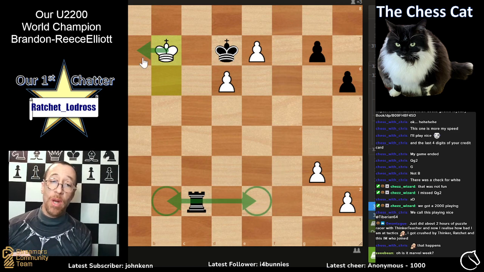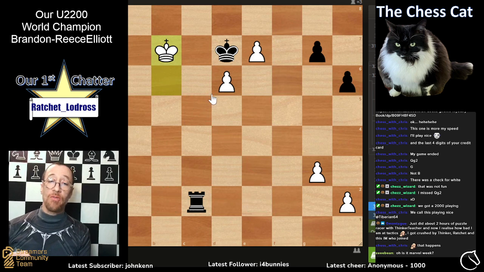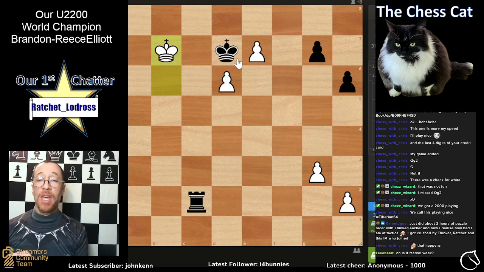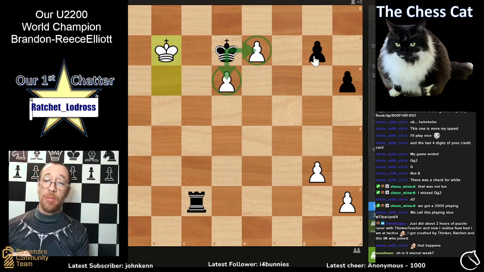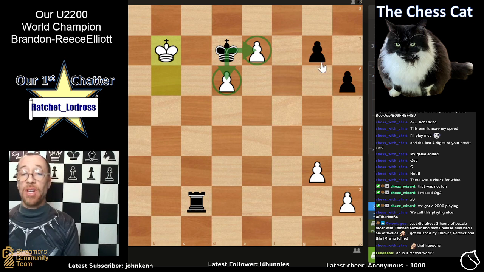Because that way, there's no way the king can attack my rook. The king can't protect the pawn. I'm going to take this pawn, and then we take that pawn, imagining that these other two pawns are not in the game.